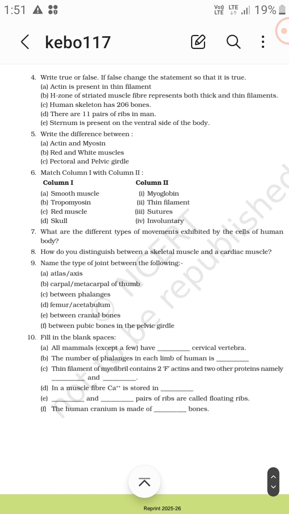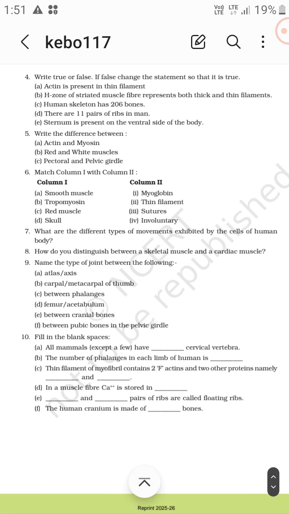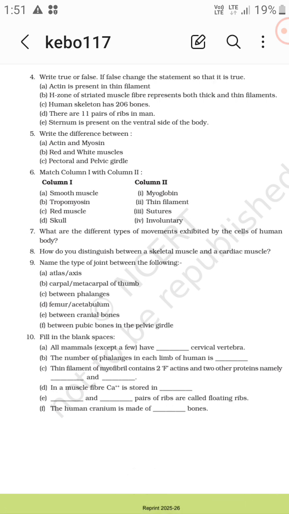Now fill in the blank spaces. All animals except a few have 7 cervical vertebrae. The number of phalanges in each limb of a human is 14.